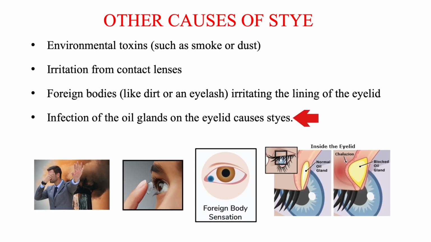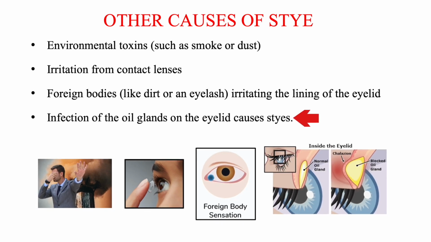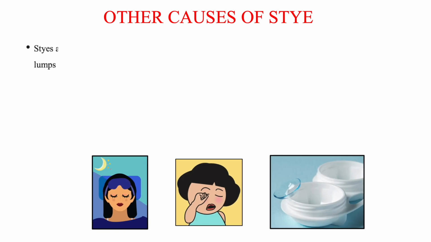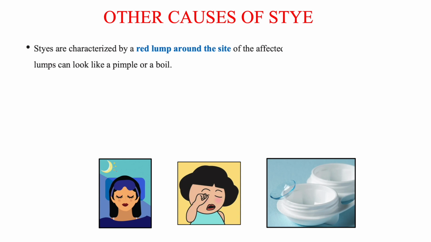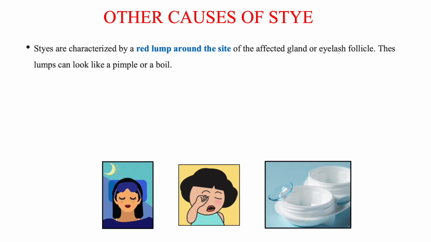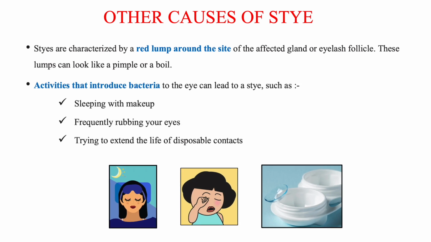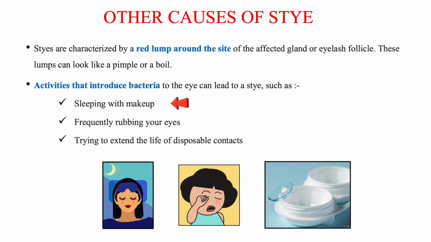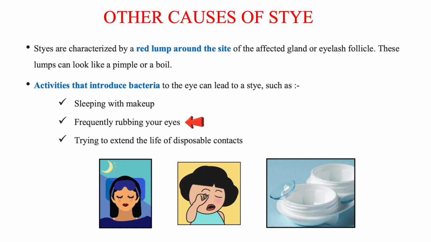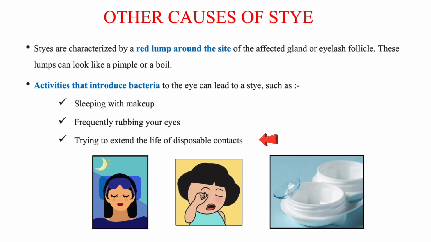On the other hand, an infection of the oil glands on the eyelid also causes styes. Styes are characterized by a red lump around the infected gland or eyelash follicle. These lumps can look like a pimple or a boil. Activities that introduce bacteria to the eye can lead to the stye, such as sleeping with makeup on, frequently rubbing your eyes, trying to extend the life of disposable contact lenses.